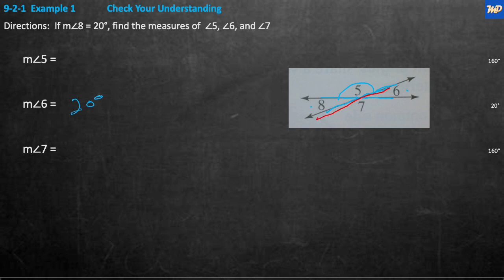Okay, and to come up with the supplementary angle: if 8 or 6 is 20 degrees, 5 is going to end up being 160 degrees. And for the same reason, 5 is a vertical angle to 7, which would make it 160 degrees. Or you could take angle 5 and look at angle 7 along this line here. We know angle 6 is 20, so 180 minus 20 is 160. So there are our angles.